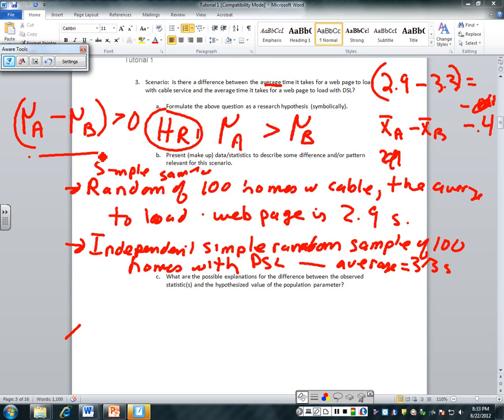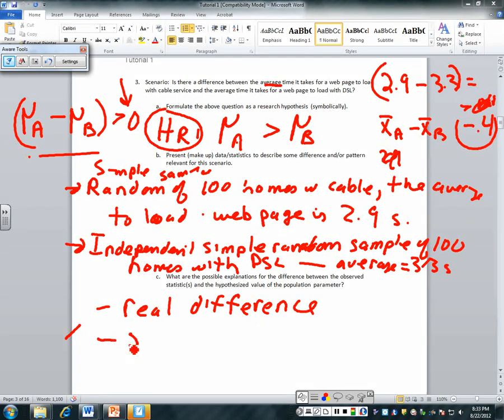Now I have a specific number with which to compare this statistic. The hypothesized difference is zero. The difference we found is minus 0.4. Now that we have that difference between no difference of zero and a sample difference of minus 0.4, we can ask, is that difference a real difference? Now you can answer part C on all of these, can't you? Or is it sampling error?